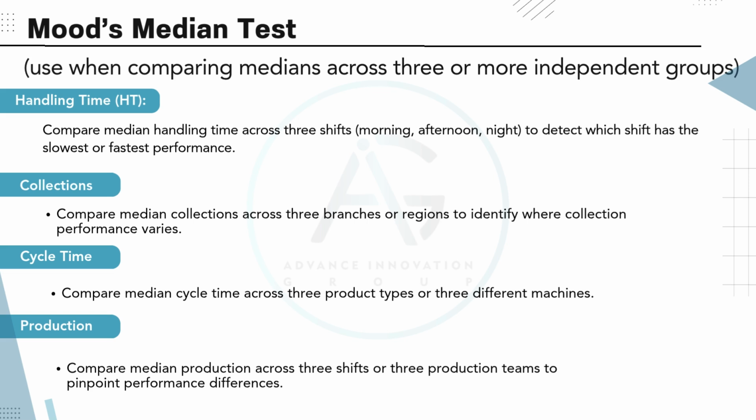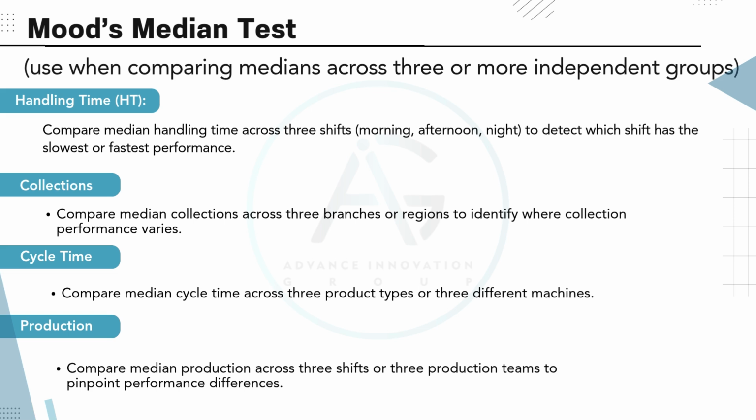1. Handling time, HT. In this example, we're comparing the median handling time across 3 shifts: morning, afternoon, and night. The goal is to determine if one shift is significantly faster or slower than the others. Since the data may not be normally distributed, Mood's test is a safer choice over ANOVA.